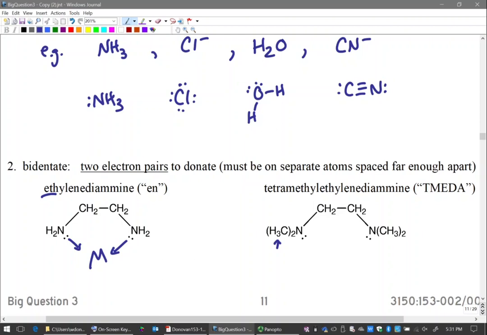Methyl is CH3. Methyl is a 1-carbon group. So it's tetramethyl, so 4 methyl groups, 2 on each nitrogen. And so we substituted all the amine hydrogens with methyls. And so this is tetramethyl ethylene diamine. It starts as ethylene diamine, the first molecule, and we add methyls. Again, this is a bidentate ligand. We can form 2 bonds to the same metal with this ligand.